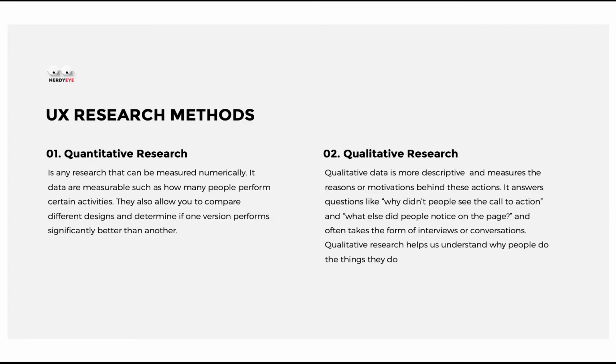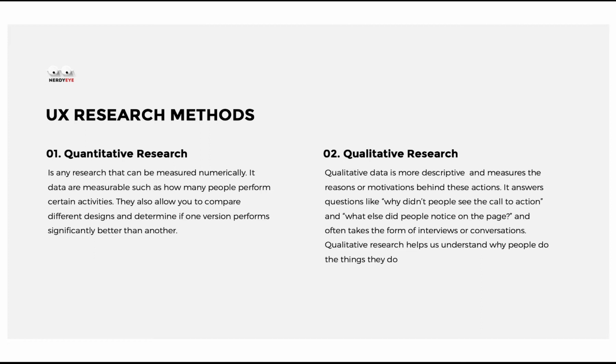So the next thing you want to look at is user experience research methods, right? We have qualitative research and we have quantitative research. Now quantitative is any research that can be measured numerically. Its data are measured, such as how many people perform certain activities. They also allow you to compare different designs and determine if one version performs significantly better than the other.